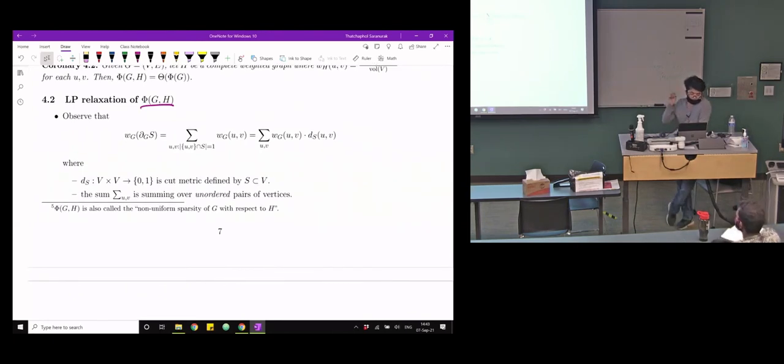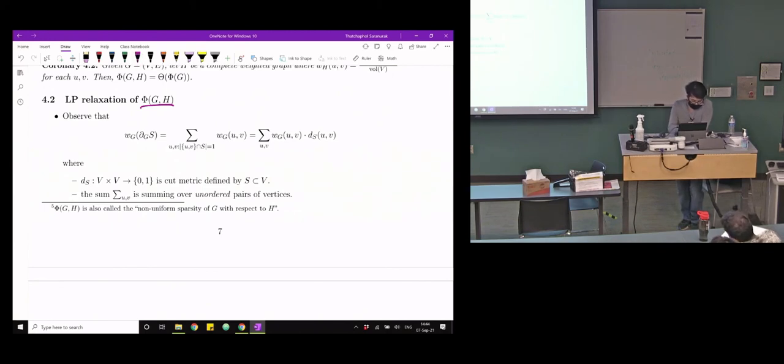Now the goal is to approximate H expansion, and so somehow we need to connect it to the cut metric, L1 metric that we talk about. Otherwise, why did we talk about it? So do we have that? So let's just try to look at this, right?